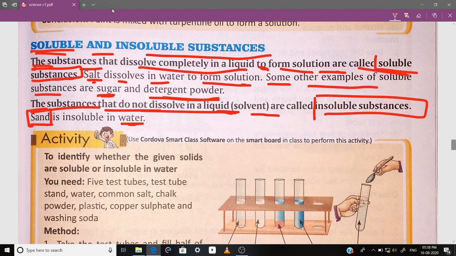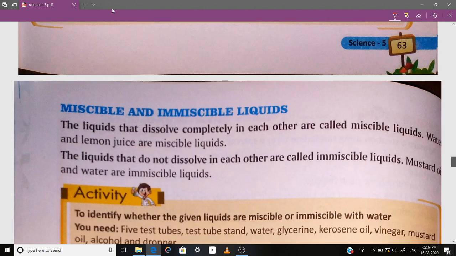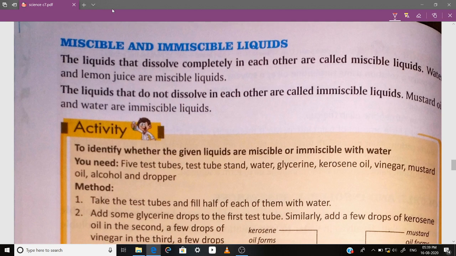Okay, now we will study about the miscible and immiscible liquids. The liquids that dissolve completely in each other are called miscible liquids. For example, you are having two liquids.